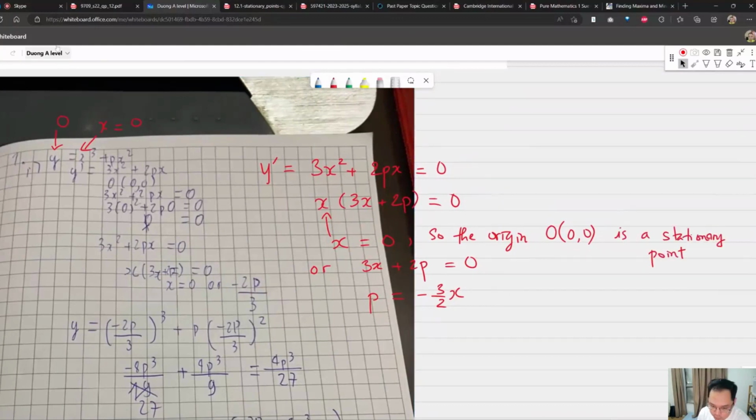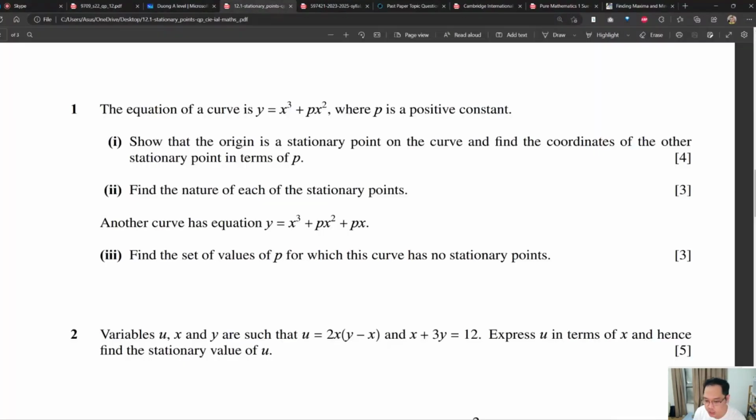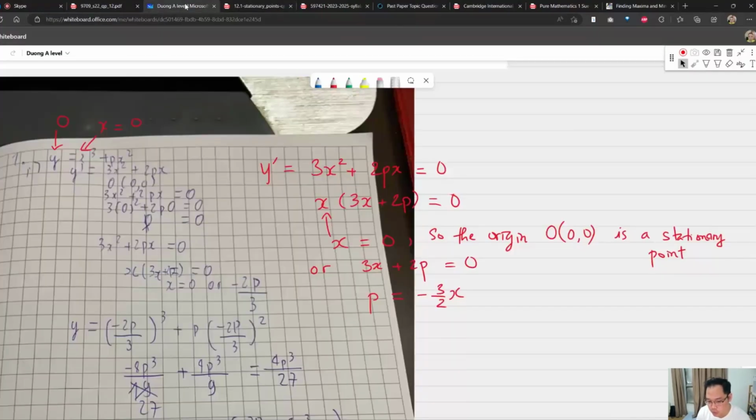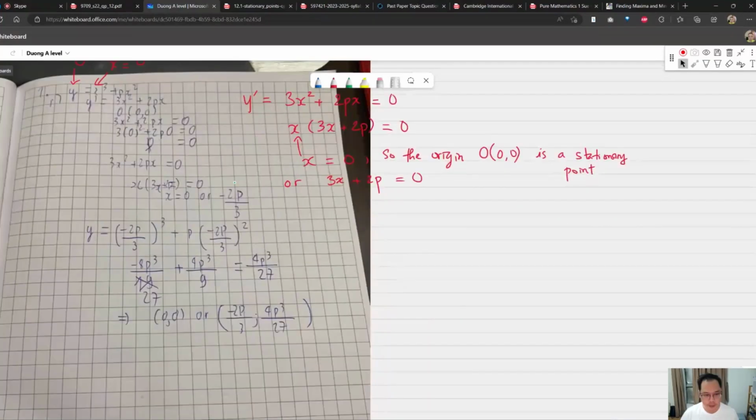The next thing: find the coordinates of the other stationary point in terms of p. For the other stationary point, we have to determine the value of x in terms of p from this equation. And you did it correctly. x is minus 2p over 3, correct? I think you need to change the writing, the step here, instead of replacing 0, 0 into the equation of the derivative.